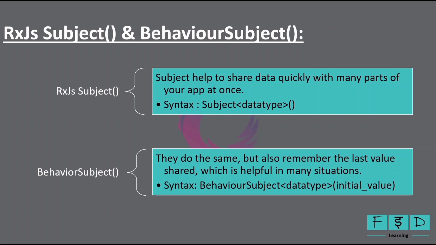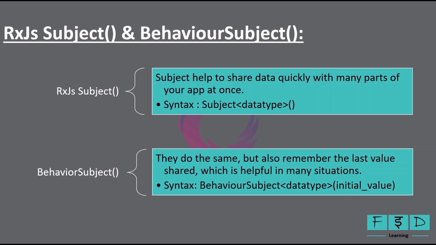So what is RxJS subject? Subject is a special type of observable that acts as both observer and observable. It allows us to emit a new value using the next method. Using subject, we can share data between unrelated components. And what is behavior subject? Behavior subject does the same, but also remembers the last value shared, which is helpful in many situations. It means subject doesn't hold an initial value, whereas behavior subject holds one value. In the syntax itself, you can see in subject we can pass empty brackets, and in behavior subject we have to pass an initial value.